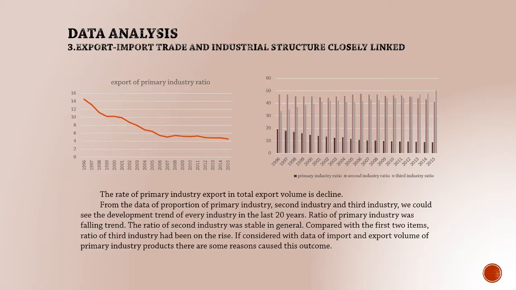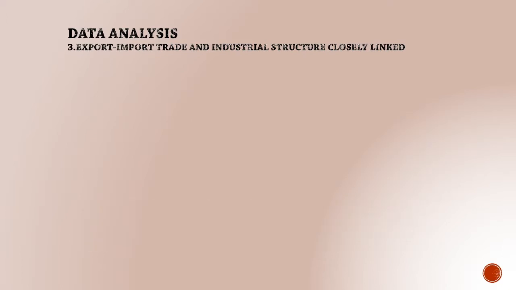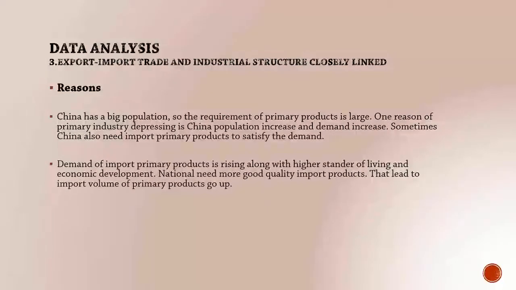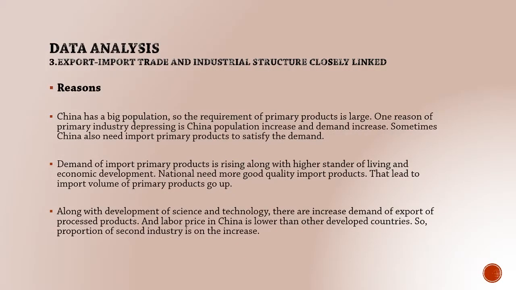If considered with data of import and export volume of primary industry products, there are some reasons that caused these outcomes. First reason is that China has a big population, so the requirement of primary products is large. One reason of primary industry depressing is China's population increased and demand increased. Sometimes China also needs to import primary products to satisfy the demand.